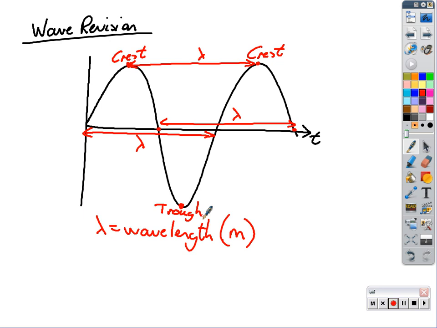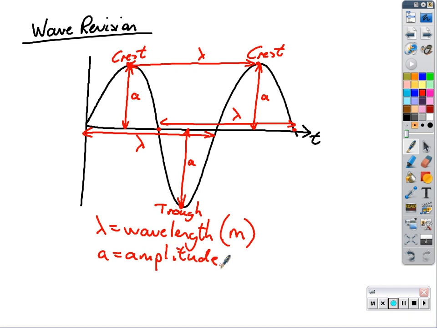We also have to have amplitude. Amplitude is the height of the wave. It's from the centre to the top. We're given the symbol small a. There to there, that's A. And there to there, that's A as well. A equals amplitude.